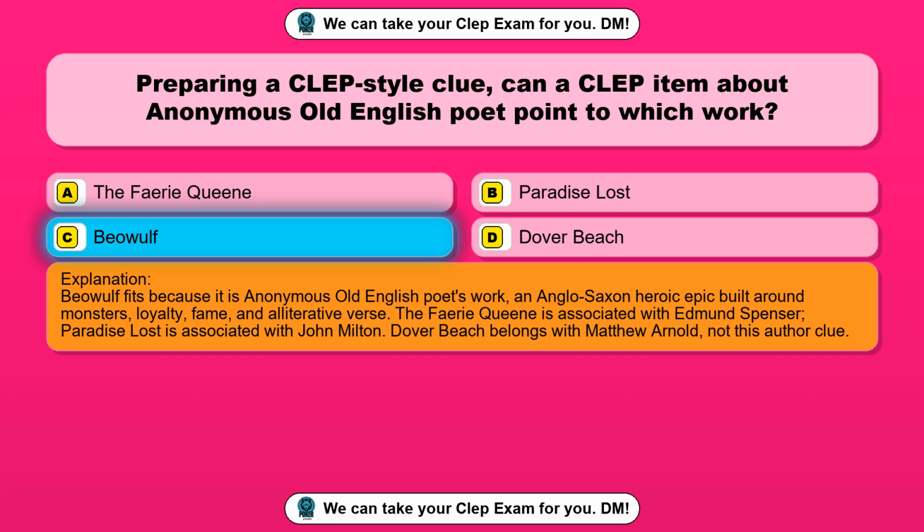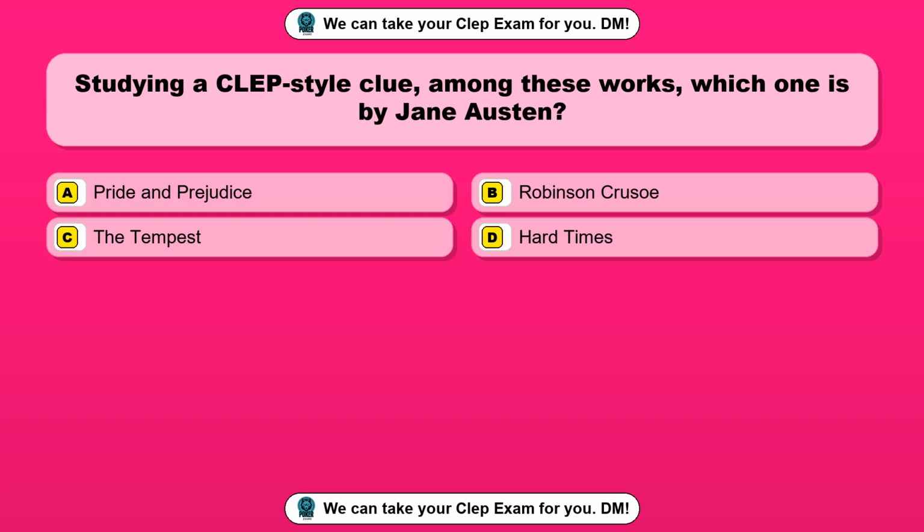Clue. Question 54. Studying a CLEP-style clue among these works, which one is by Jane Austen? Option A. Pride and Prejudice. Option B. Robinson Crusoe. Option C. The Tempest. Option D. Hard Times. The correct answer is option A.